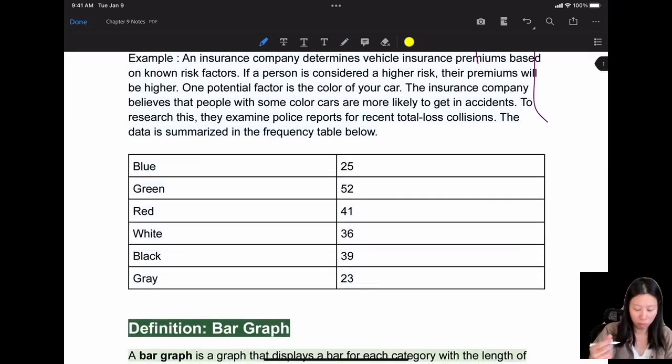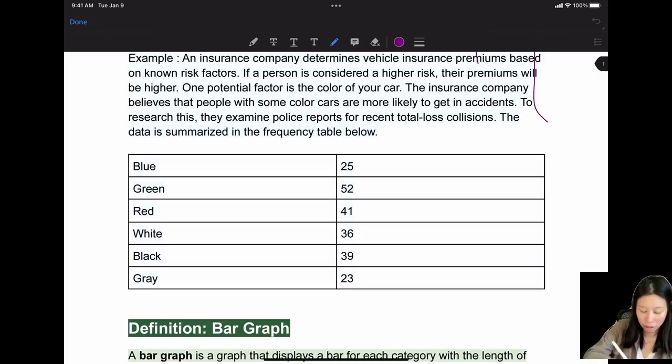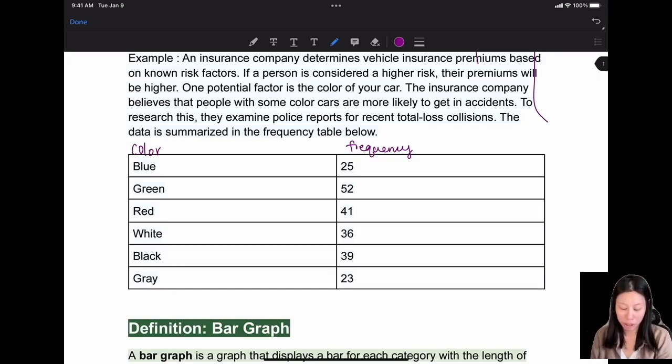Blue, that is the category of color, and then here are the frequencies. So for blue cars, there were 25 cars reported in collisions. Green cars, there were 52, red is 41, white is 36, black is 39, and gray is 23. So this is the frequency table.